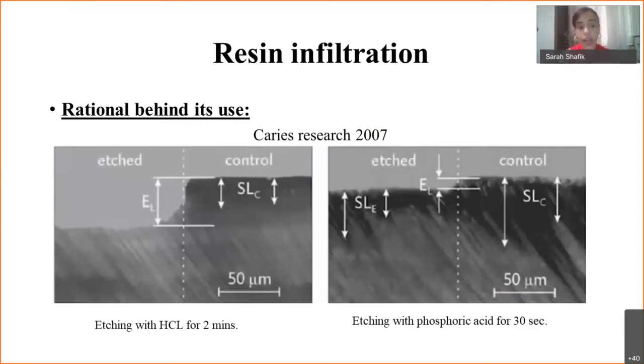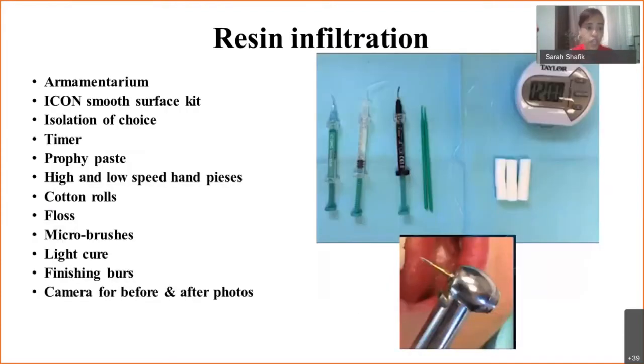As you can see, many layers of the enamel were removed when compared with etching with orthophosphoric acid, the 37% that we regularly use with the composite. It did not remove a lot from the enamel surface, so this helps more infiltration of the resin. So what you're going to need, if you're going to use the third technique, which is the resin infiltration, is the Icon Smooth Kit.